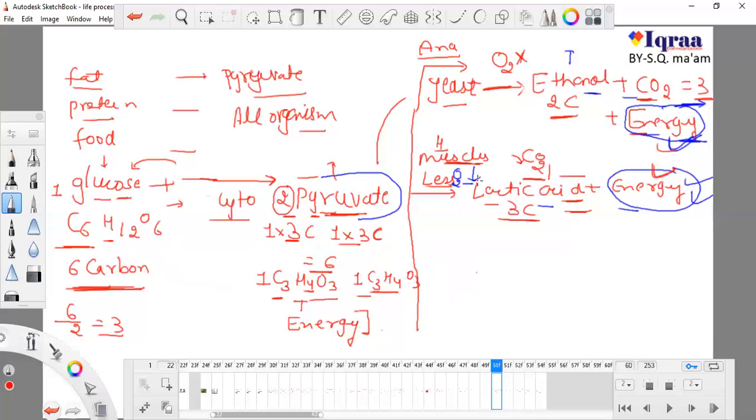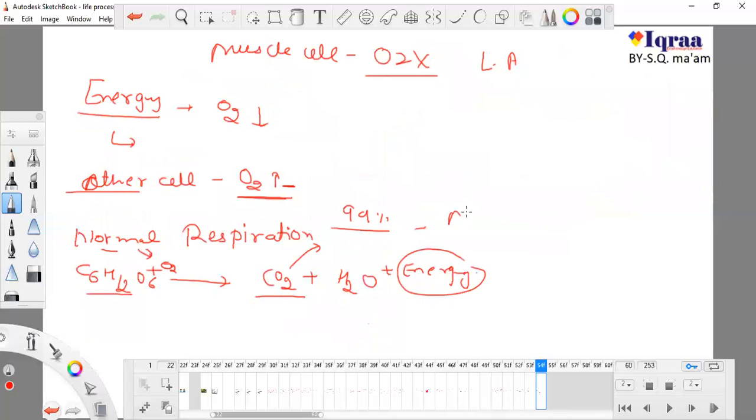Don't ever think that muscular cells always go for this lactic acid production. No, muscle cells like to do normal respiration. But when you breathe less, then they will go for that lactic acid respiration. So they will love to do normal respiration.